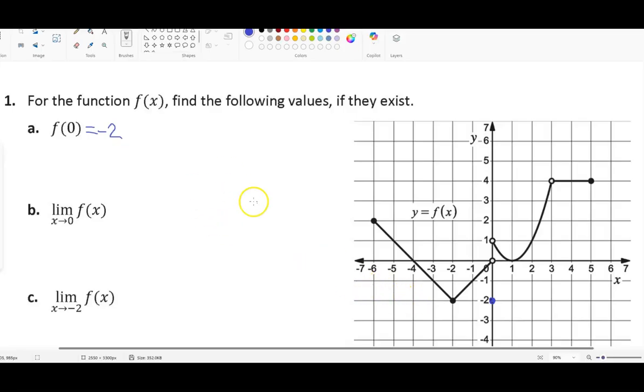Be careful because when the graph is in black and white, like in this case, it's easy to miss this point. So take a good look at the graph, pay attention.